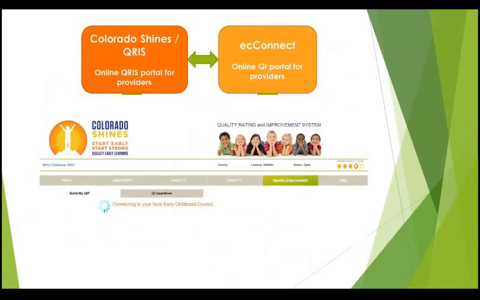And then we are almost done with the main part of the presentation, and then we can have lots of questions. So this is the top part of that original diagram. This is the two public-facing websites. This is the Colorado Shines QRIS. This is the Colorado Shines website. I'm still logged in as Bill's Child Care Test. And then this is ecConnect that we're looking at and how those two relate to each other.